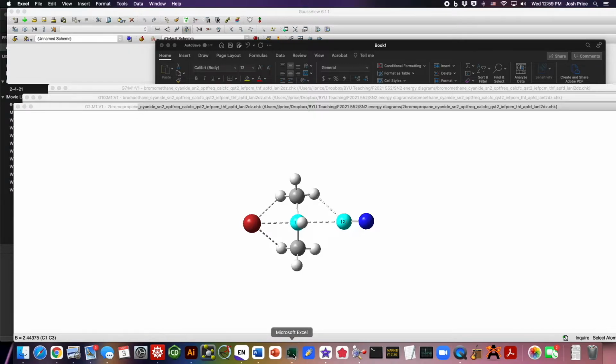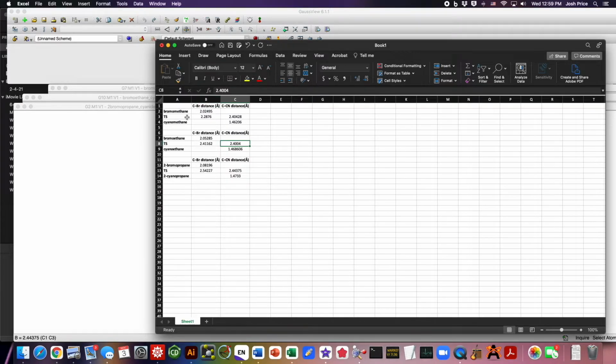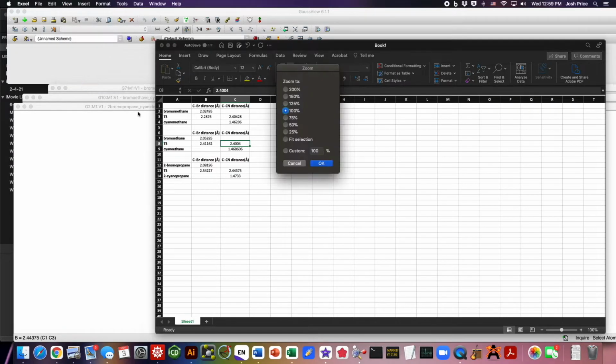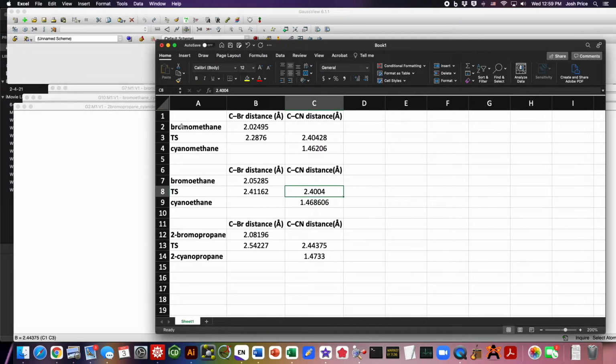I've summarized these data in an Excel spreadsheet, where I've also shown you data for bond lengths in the isolated compounds. So in regular bromomethane, the equilibrium carbon-bromine distance is 2.02 angstroms. In the transition state, that bond has gotten longer, out to 2.3 angstroms. Similarly, in cyanomethane, the distance between carbon and carbon is 1.5 angstroms, whereas in the transition state it's 2.4 angstroms.